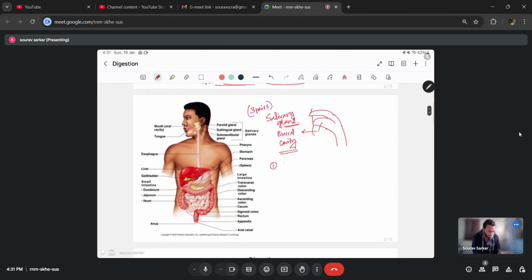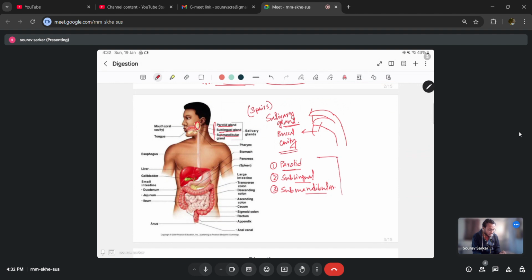The first one is parotid. That is the largest salivary gland, and it stays in this portion. The second one is known as sublingual, and the third one is submandibular or submaxillary. These three salivary glands are there: sublingual, submandibular and parotid.